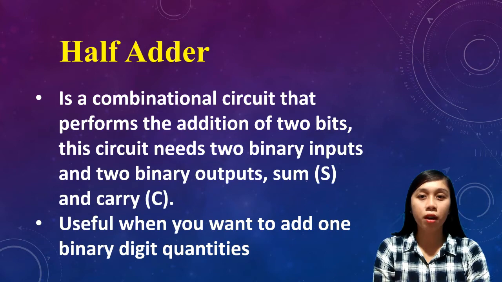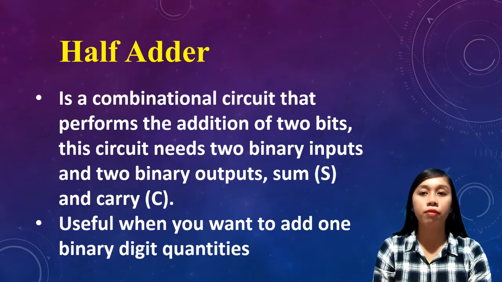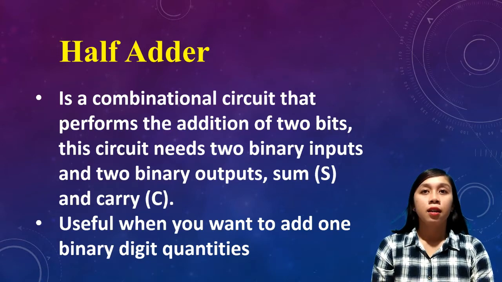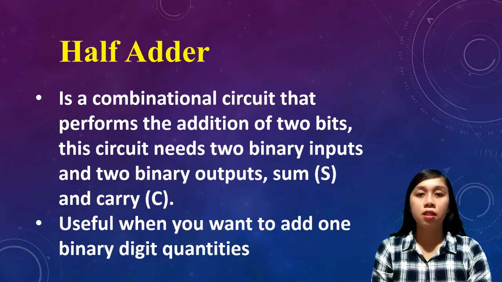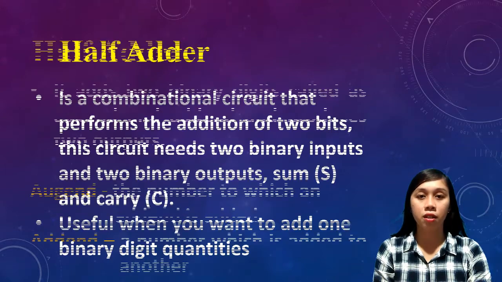A half adder circuit is defined as a combinational circuit that performs the addition of two bits. This circuit needs two binary inputs and two binary outputs, which are the sum and carry. The sum is represented by S and the carry is represented by C. This is very useful when you want to add one-binary-digit quantities.